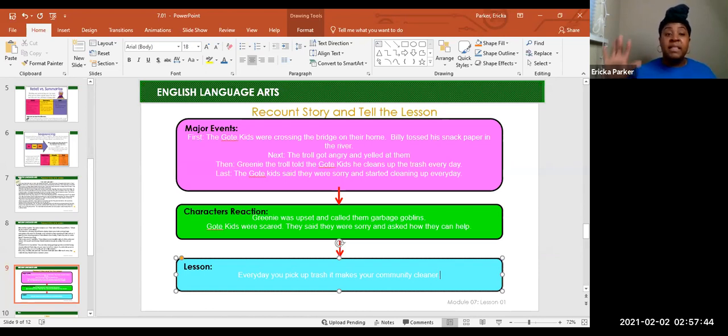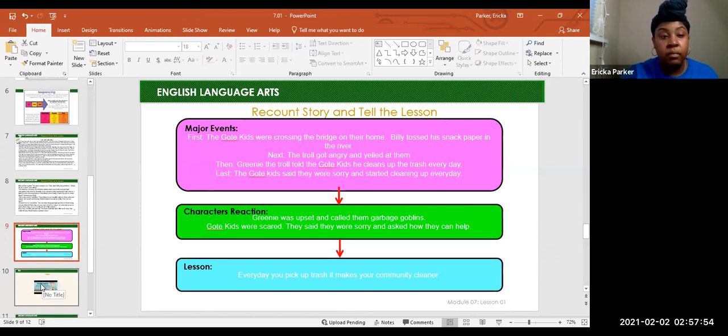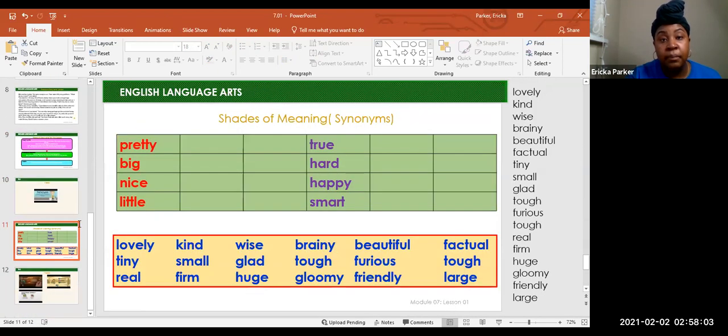Okay. So if you missed any of this or if you're still copying this, you can pause this video at any time so that you can write some of this stuff down. Okay. The next thing that we're going to go over in this lesson is synonyms. Synonyms, okay? In our Canvas lesson, it's called the shades of meaning, okay?